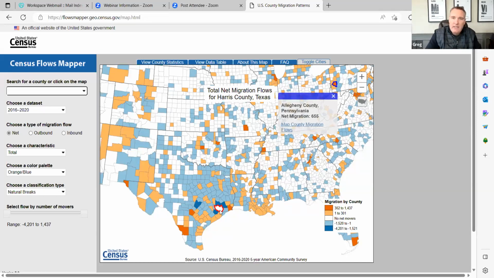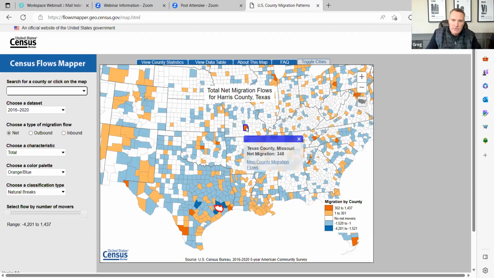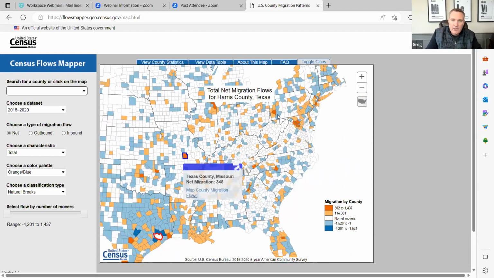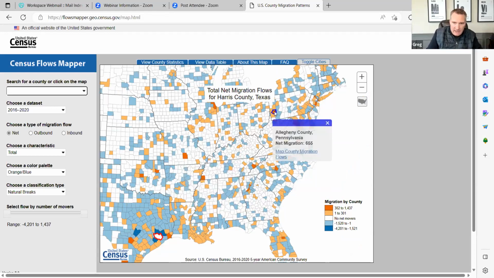I want you to play with this. It's free. You can get it online. It's totally free. And I want you to see where they're coming from. Again, a lot of people would make the mistake of saying, what was this one here? Missouri. Oh, there's a lot of people coming from Missouri. No, there's a lot of people coming from Texas County, Missouri. Over here. Oh, there's a lot of people, everybody that moves here, they move from PA. No, they're moving from Allegheny County.